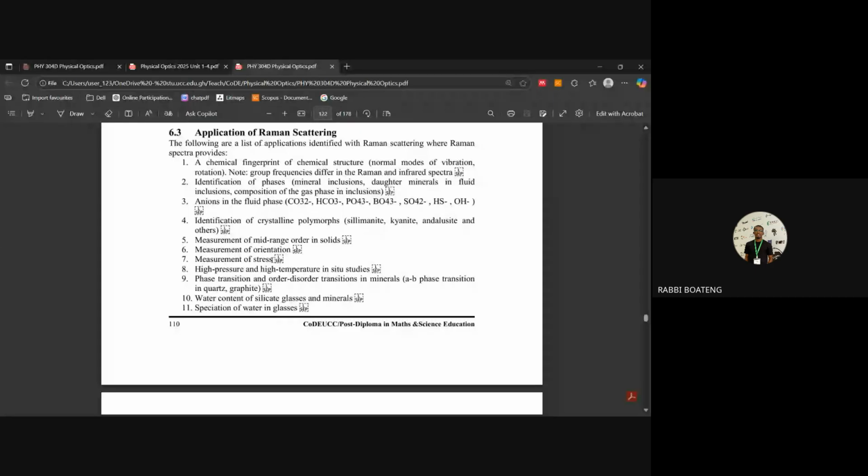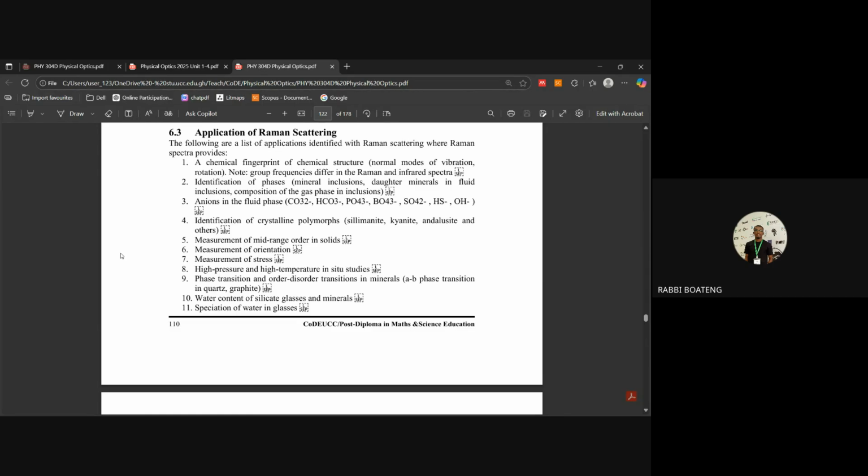So the first one is talking about the fingerprint of chemical structures. Every molecule or every material, in fact every matter, has its specific molecule that it contains, and every molecule behaves differently. In as much as we are all black, our skin color can never be the same. Our genes, our DNAs, everything can never be the same. So one particular application of Raman scattering is knowing the chemical fingerprint, the spectral signature. We know the chemical fingerprint of water under Raman. So anytime we see a spectrum, we know that this is benzene, this is water, this is ethanol, this is methanol, any chemical at all.